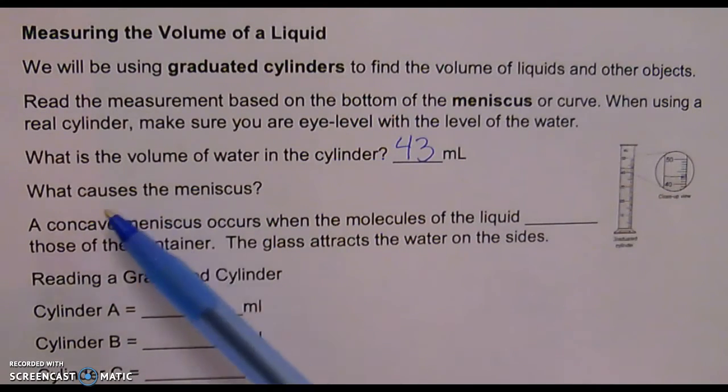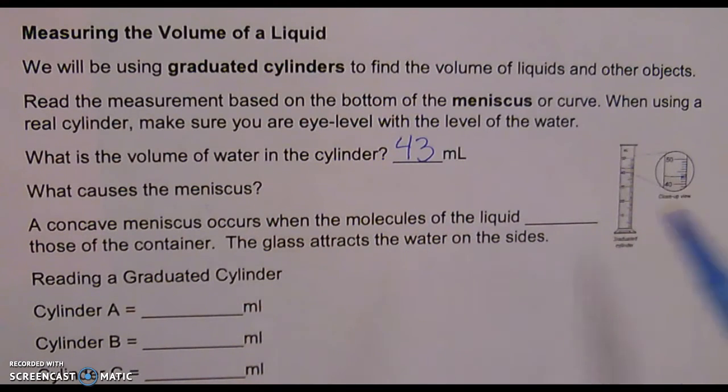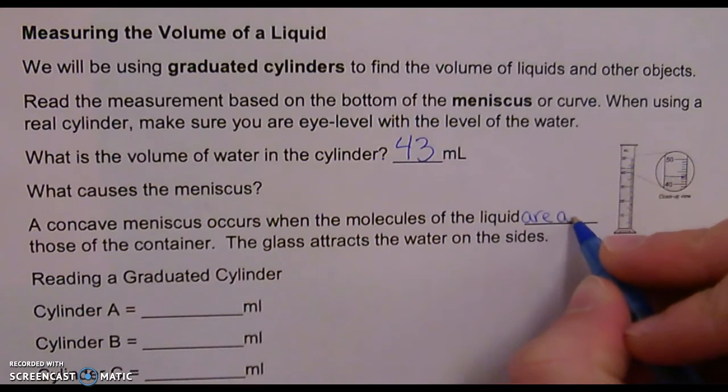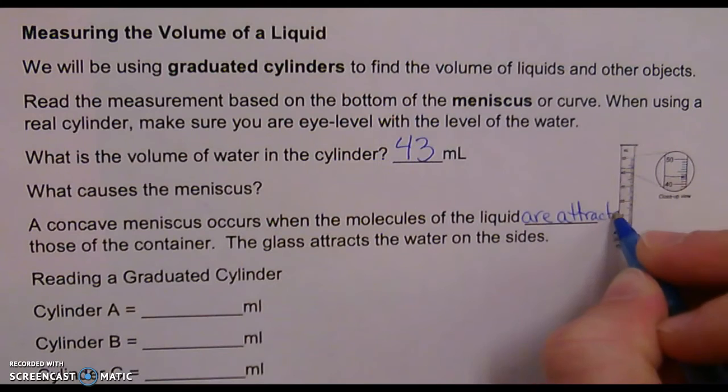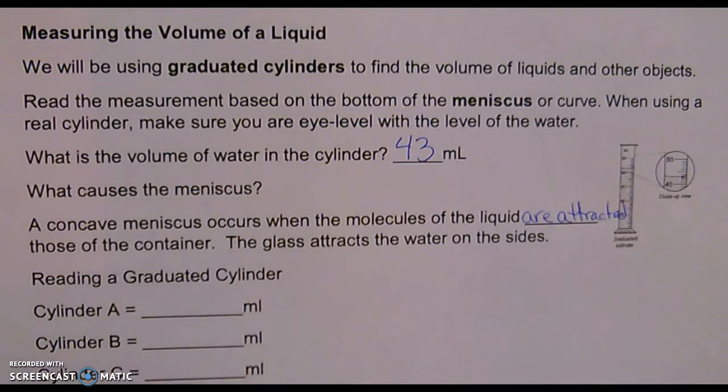And what causes the meniscus? The meniscus is caused because the molecules of the liquid are attracted to the molecules in the container. So the glass attracts the water to the sides, causing it to dip down in the middle.